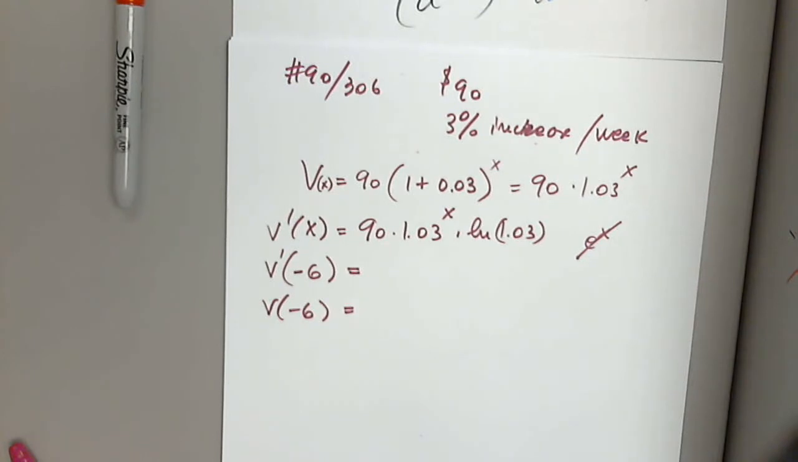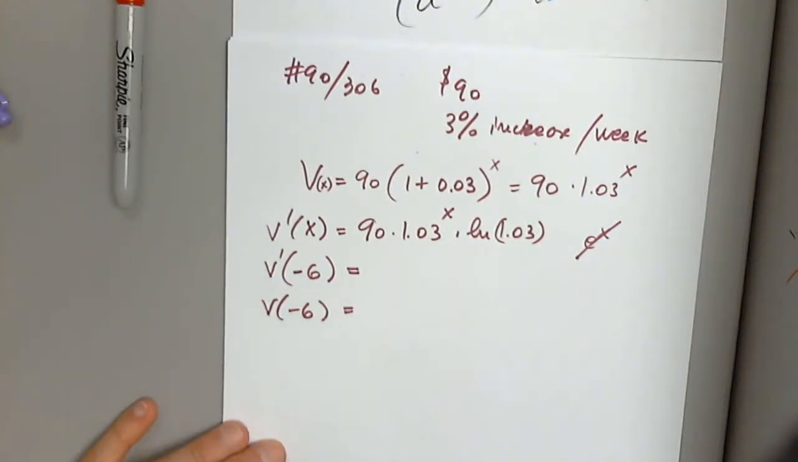Okay, so the second one is the rate of change 6 weeks prior to being 90 per week. The first one is what was the price 6 weeks prior to that June 2014. That's all I really wanted you to see. We're going to come back to this.